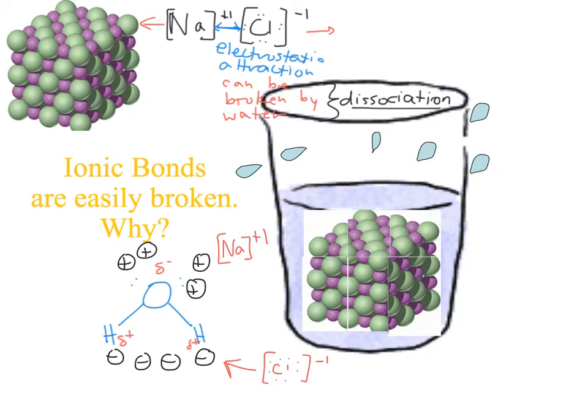All right, so that explains why ions can dissolve in water, because the polar molecule of water can stabilize the ion even further.